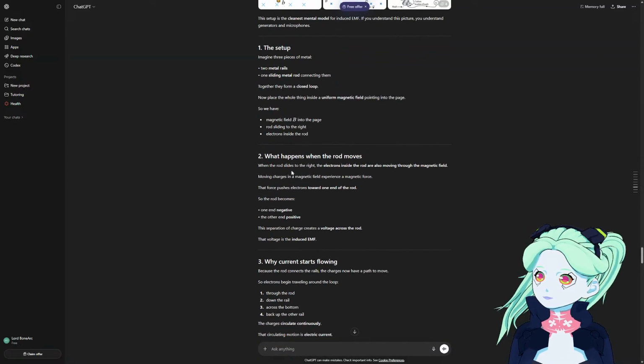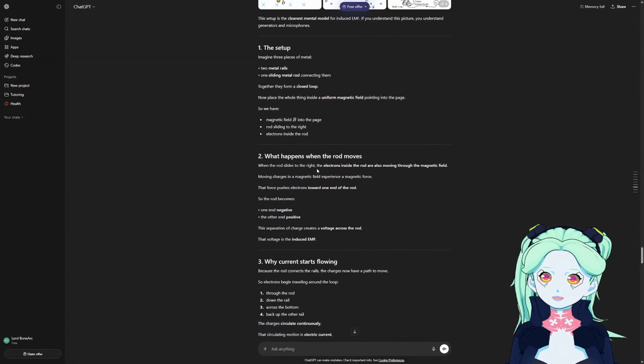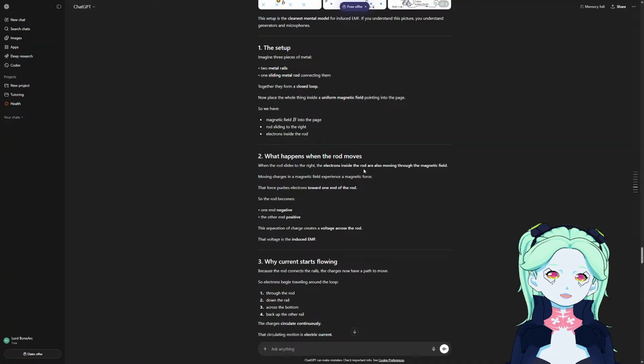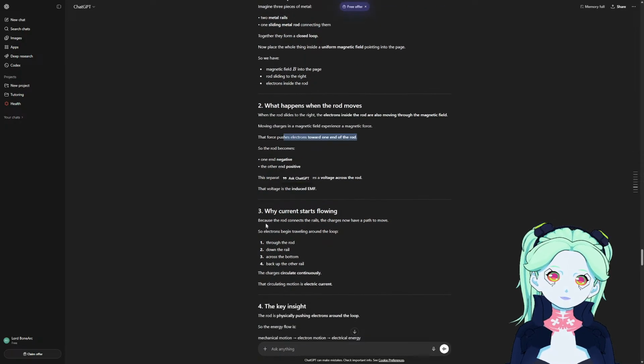So what happens when the rod moves? When the rod slides to the right, the electrons inside the rod are also moving through the magnetic field. Moving charges in a magnetic field experience a magnetic force. That force pushes electrons towards one end of the rod. The separation creates a voltage across the rod.